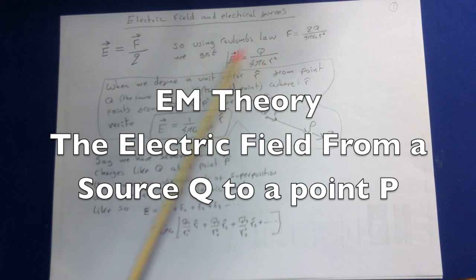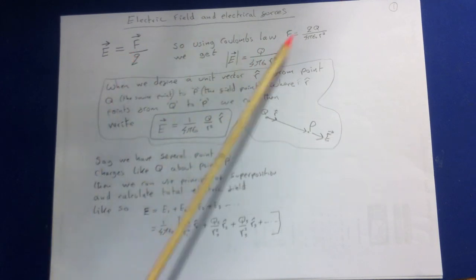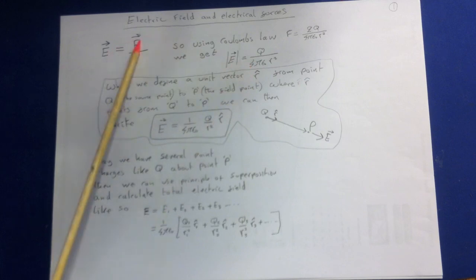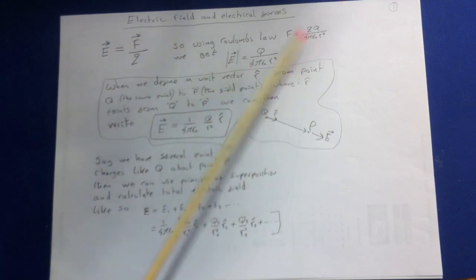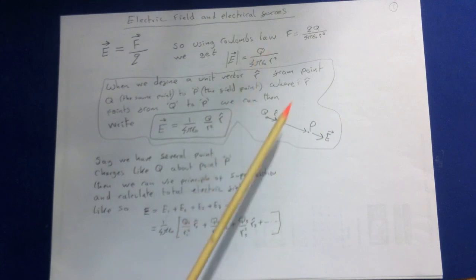You can see here, because we're defining the field as the force per unit charge, this unit charge cancels when we insert the Coulomb force law here. So that is the definition of the electric field. Basically, it's the force that will be felt at the point P.